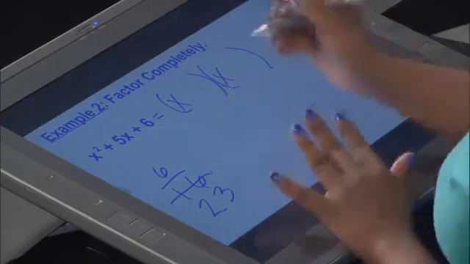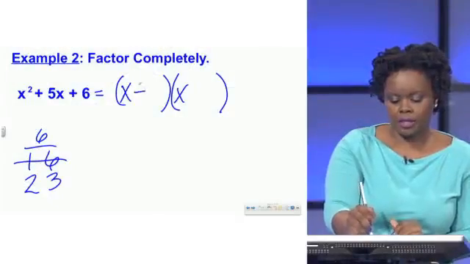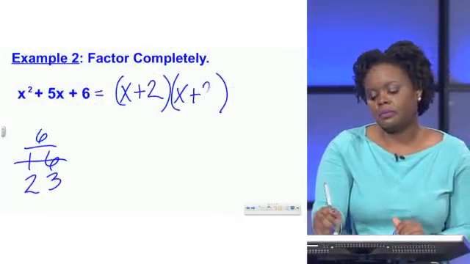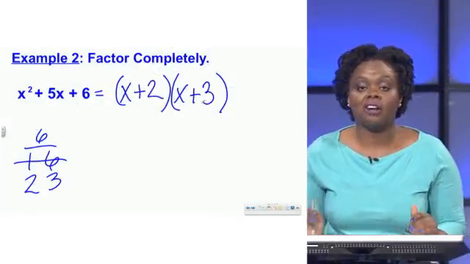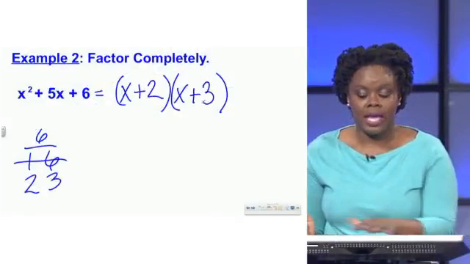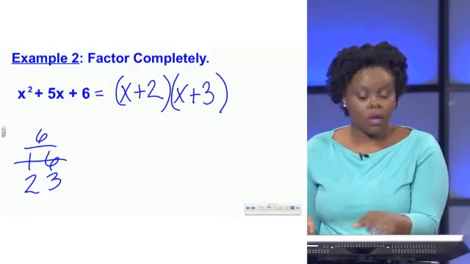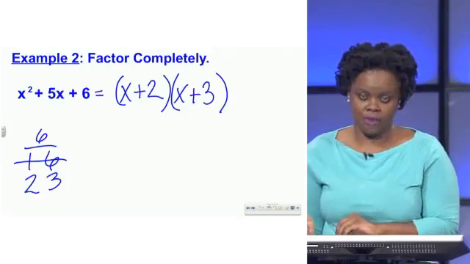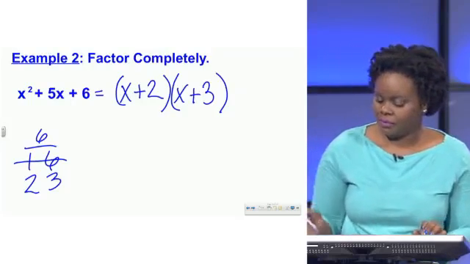So back up in my problem, that means I would need x plus 2, x plus 3. And you're all done. You factored it completely. And if you wanted to check your answer, remember you could FOIL that out and make sure you were right. Okay? Let's try some more.